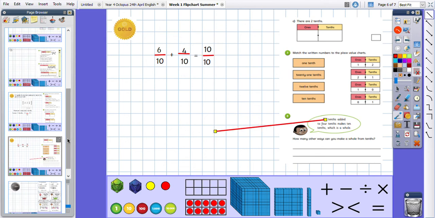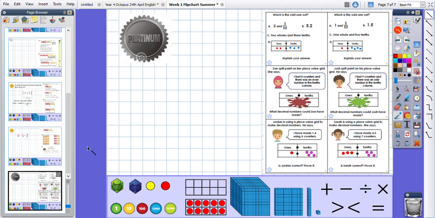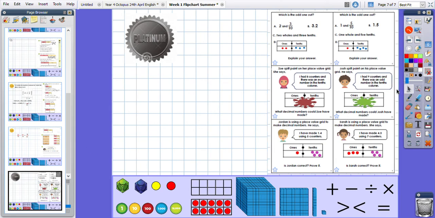Thinking about that question. Finally, for your platinum task today, this is on a separate document that I've attached to your email, and it's on the website as well. You are reasoning and problem solving for platinum, so you're thinking about which is the odd one out. So we've got different representations of tenths using words, using fractions, decimals and place value grids. So you need to work out which one is the odd one out and explain why.